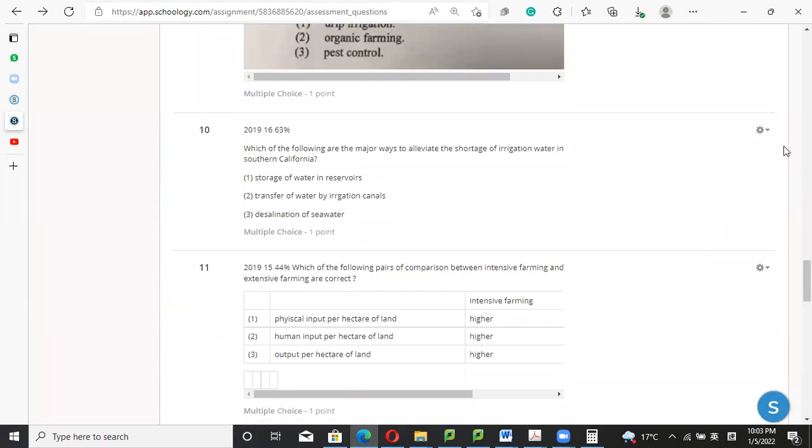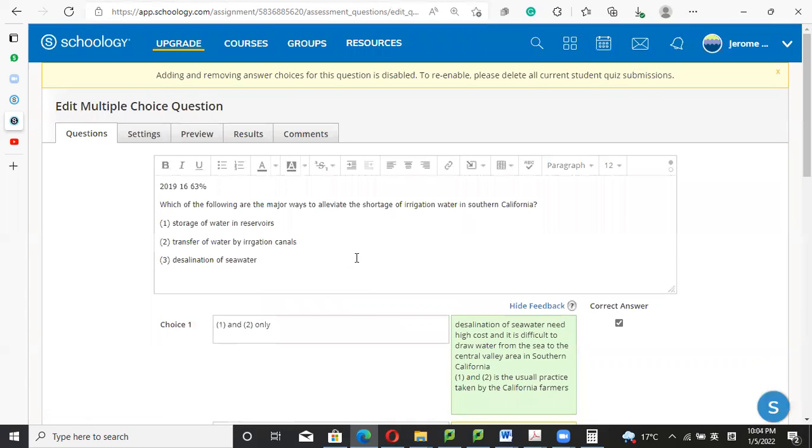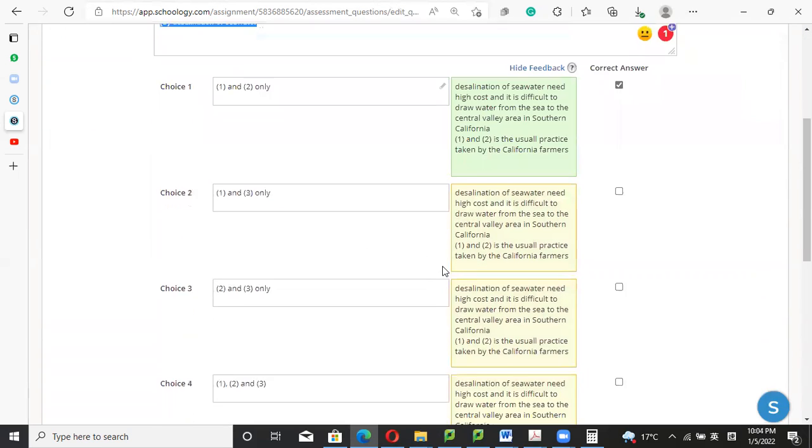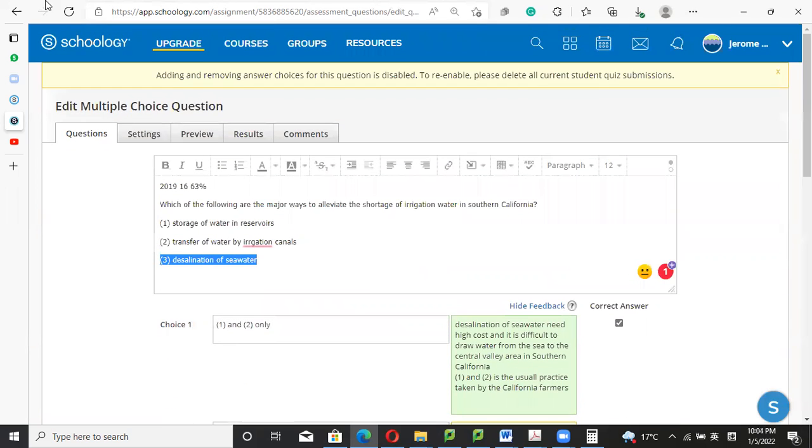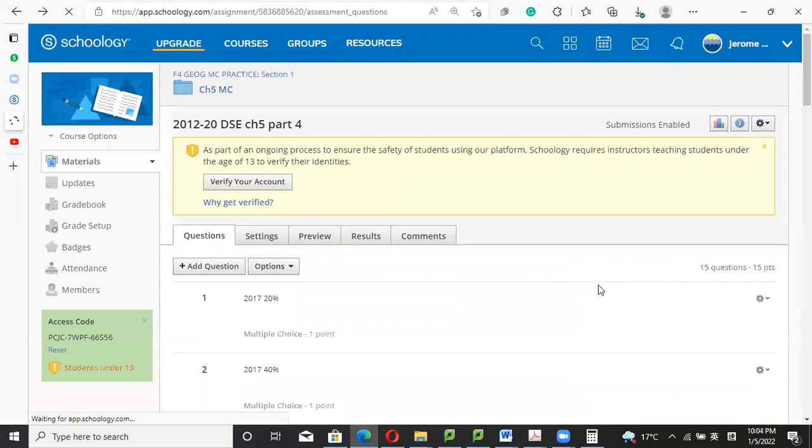Number 10. Which of the following are the major ways to alleviate the shortage of irrigation water in Southern California? Storage of water in reservoirs: true or false? True, maybe. Transfer of water by irrigation channels, and also desalination of seawater. I don't think this one is a correct answer, because it's very, very expensive to desalinize seawater. So number 1 and 2 only.